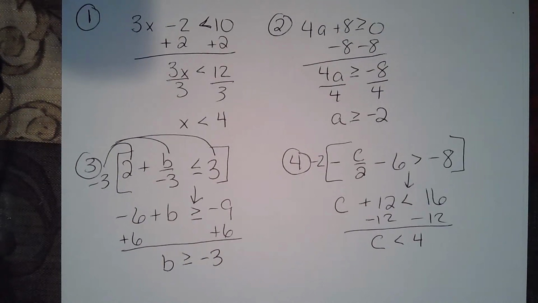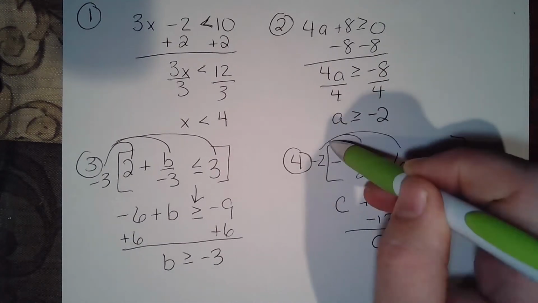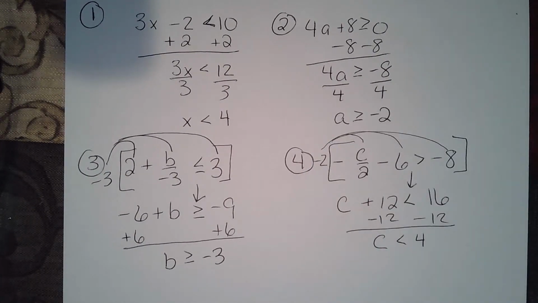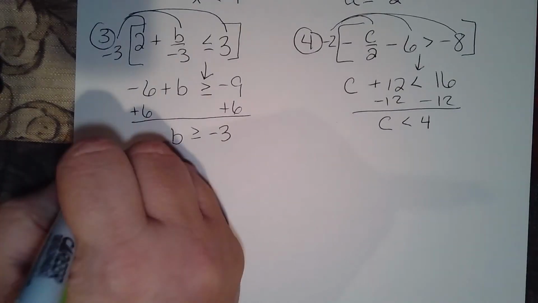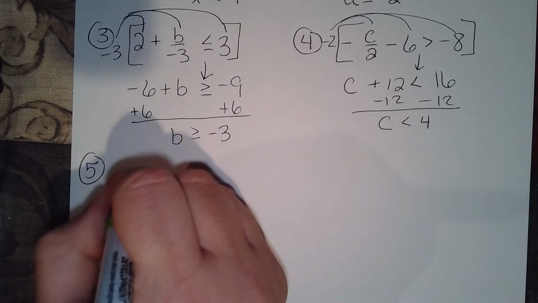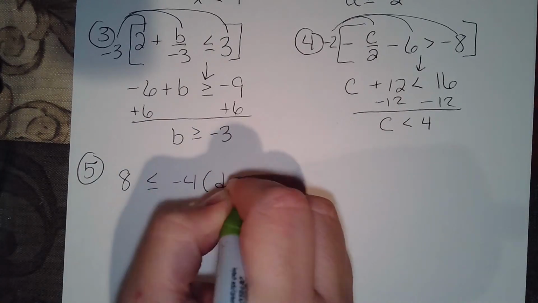Okay, so this one was a little bit nicer. After you multiplied by -2, since that was my only denominator, it ended up going quite quickly. So all the numbers became positive and your inequality sign switched. So the last step was just to subtract 12. Okay, and that's how we got our 4. Let's look at number 5. So number 5 is 8 is less than or equal to -4 parenthesis d plus 1.